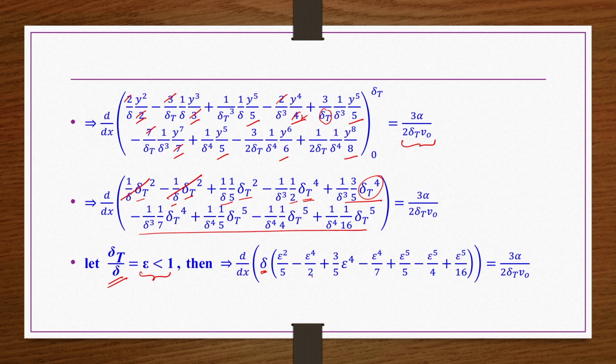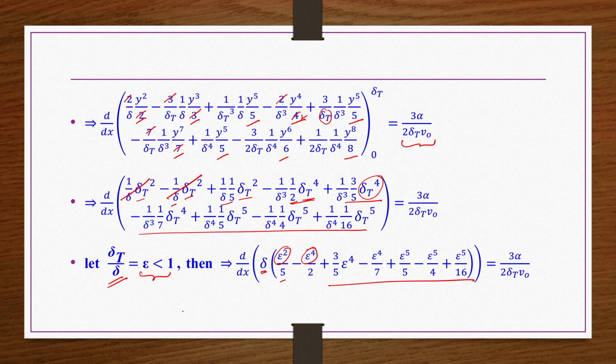So, remaining terms now here, if you take delta common then what we get, already 1 by delta is there. So, 1 by delta another 1 by delta will be there. So, delta square would be there. So, delta t square by delta square I am writing epsilon square by 5. Then here this term 1 by 2 delta t power 4 by delta power 4, that is epsilon power 4, I can write like that. Remaining terms also I can write like this here, right.